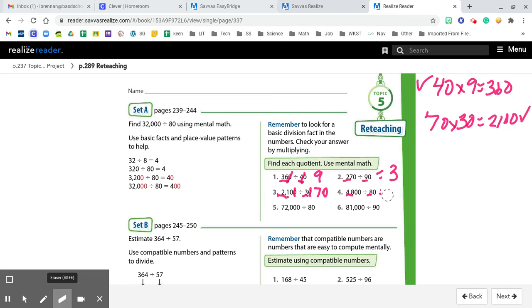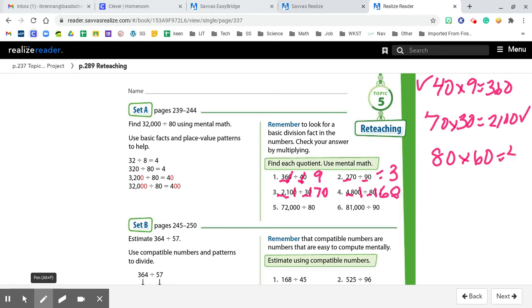4,800 divided by 80, 48 divided by 8 equals 6. And I'm going to cross out a 0 on either side. I'm left with 1 0, so it's 60. And I can check my work. 80 times 60. 8 times 6 is 48. Bring 2 zeros over. Does that check out? Yep, that looks good.